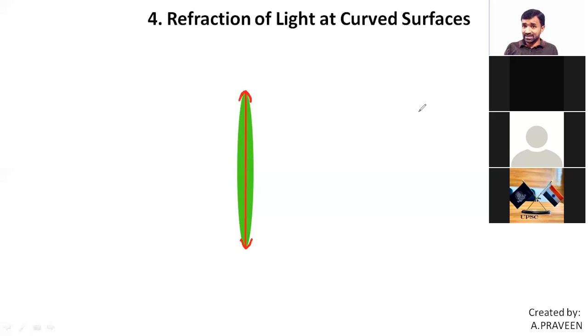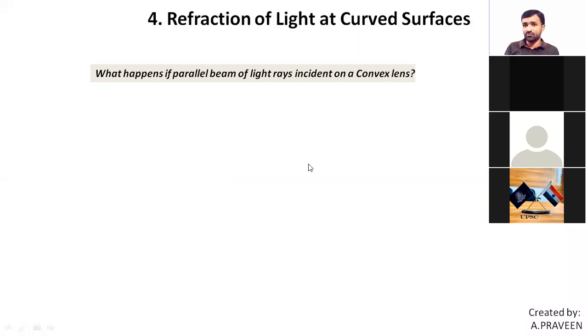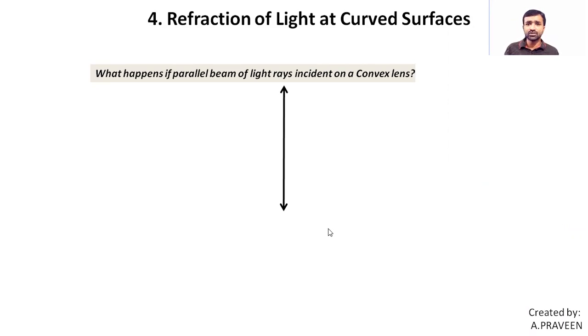So using that convex lens symbol, I will show you the previous diagram. What happens if a parallel beam of light rays is incident on a double convex lens? The symbol is this one. Why am I using this as the symbol for the convex lens? Because if you connect these directions, top and bottom, you get the outline of the lens. That is why I use this symbol for the convex lens.